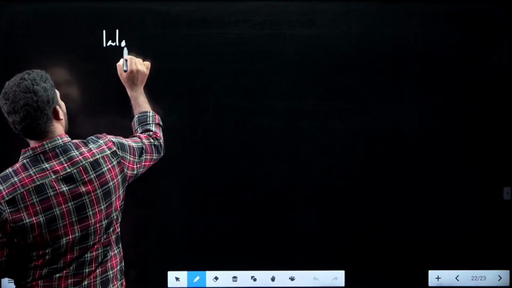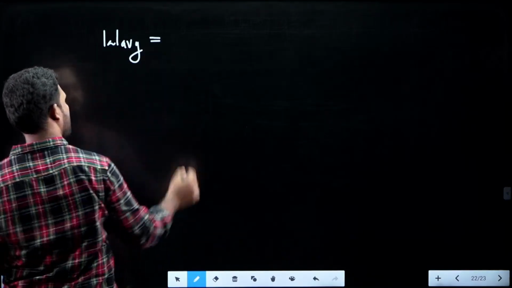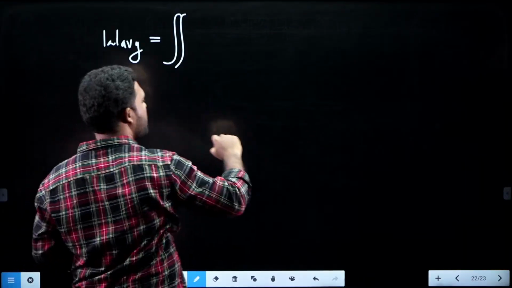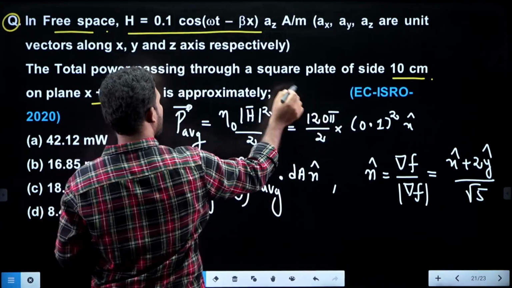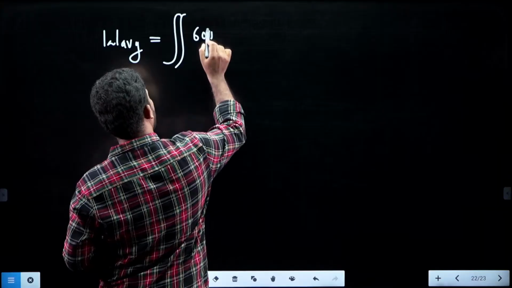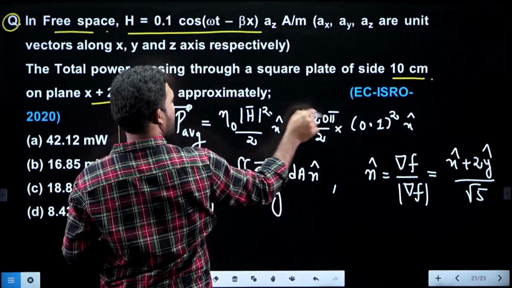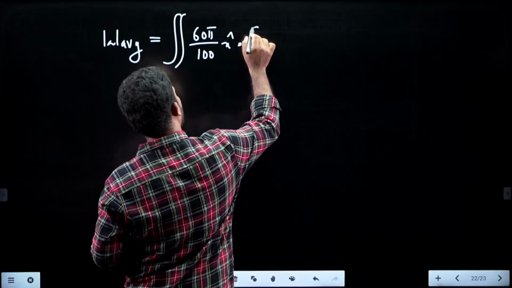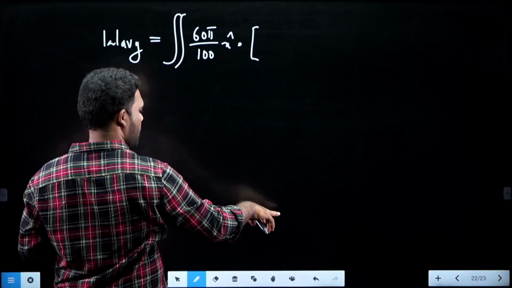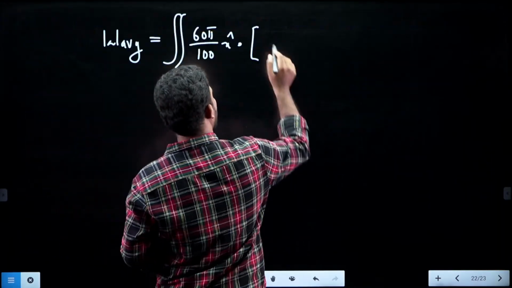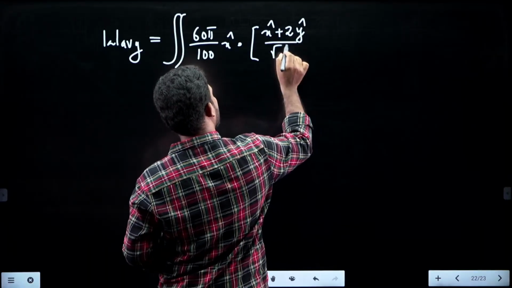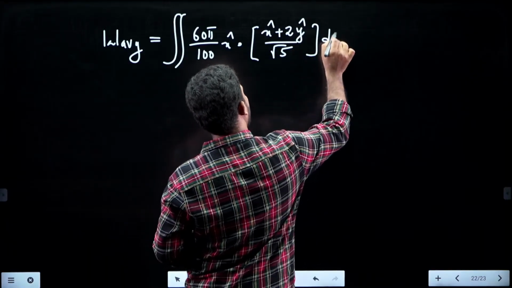Again, this is not a regular question, it is a typical question again. So P average. What is the P average here? This entire thing. So it is 60 pi divided by 100, X cap dot product with (x cap plus 2 y cap) divided by square root of 5, into differential area.